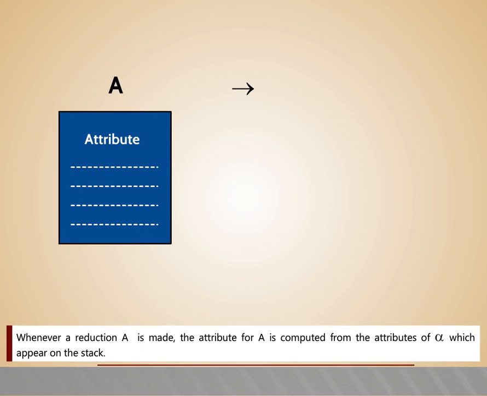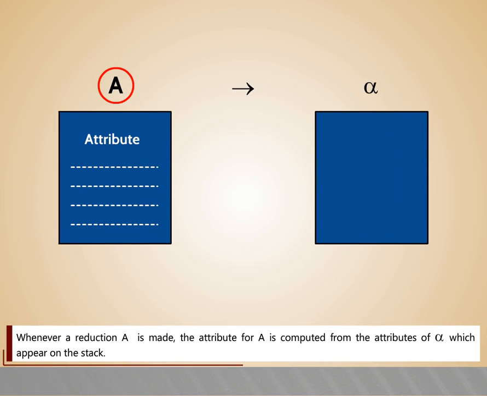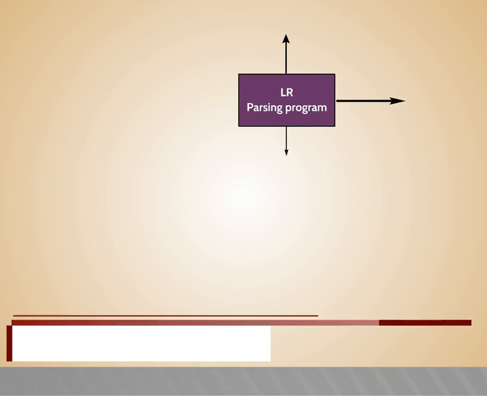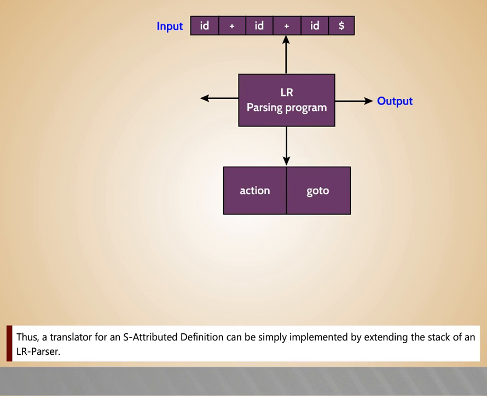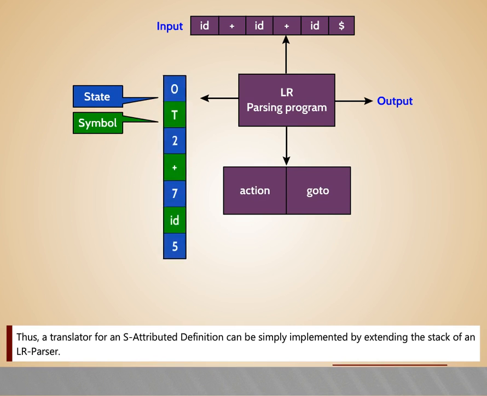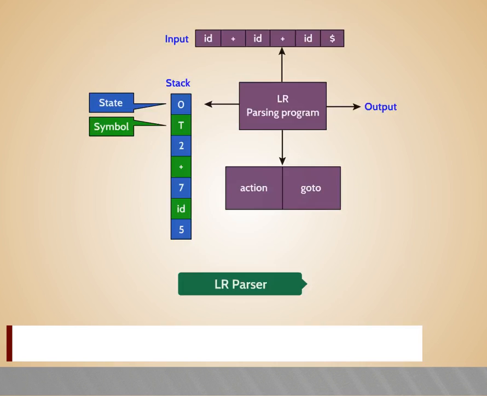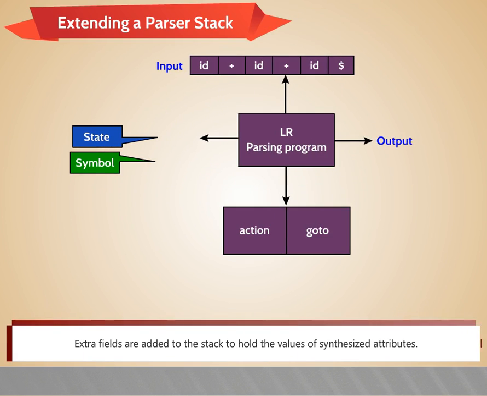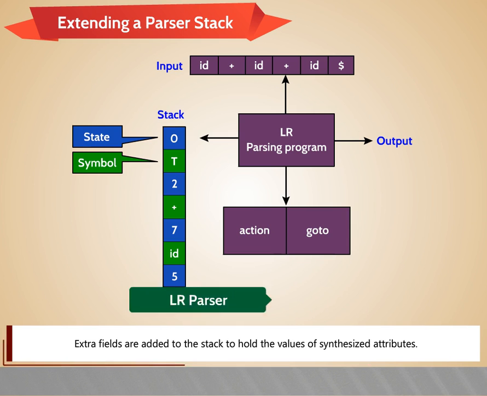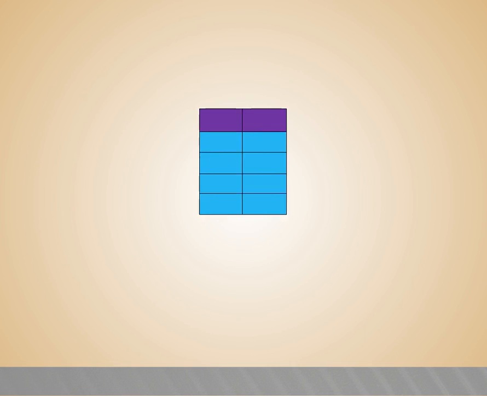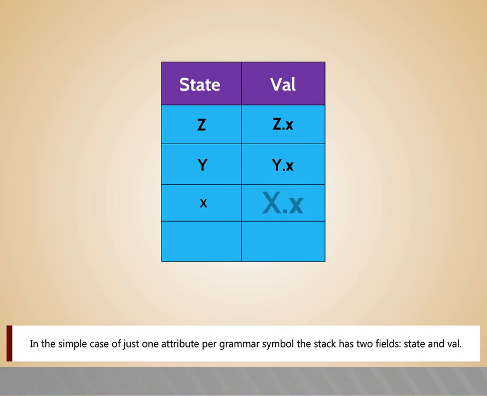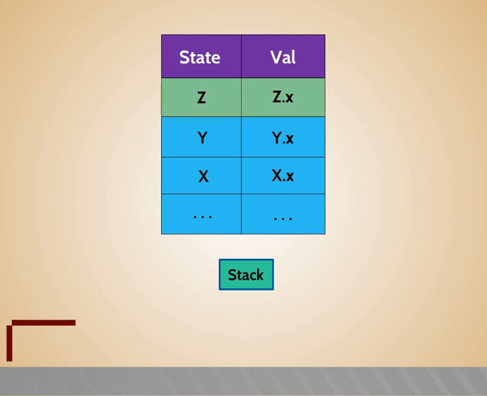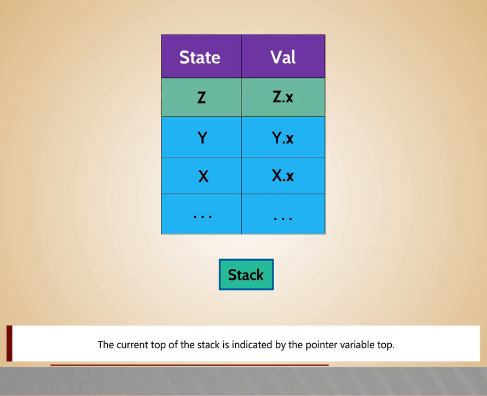Whenever a reduction A produces alpha is made, the attribute for A is computed from the attributes of alpha which appear on the stack. Thus, a translator for an S-attributed definition can be simply implemented by extending the stack of an LR parser. Extending a parser stack. Extra fields are added to the stack to hold the values of synthesized attributes. In the simple case of just one attribute per grammar symbol, the stack has two fields, state and val. The current top of the stack is indicated by the pointer variable top.